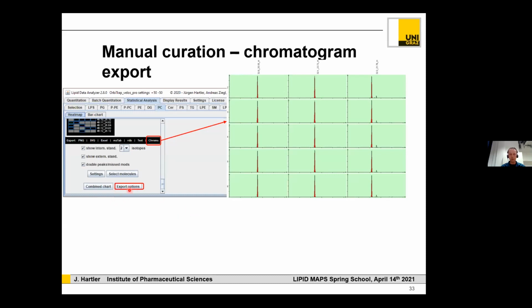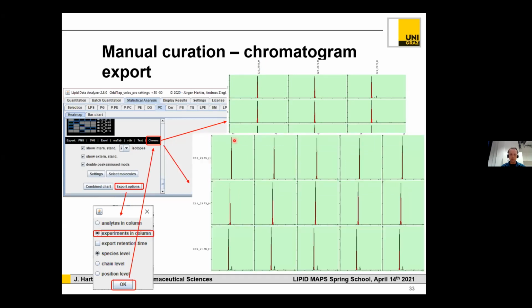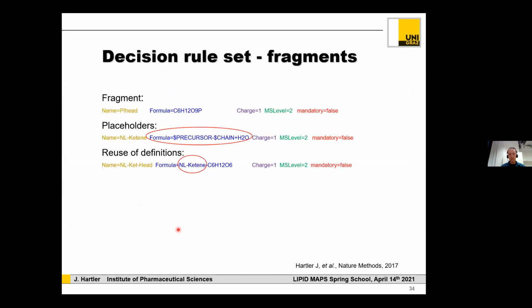And if you click then here on the export options, you can change the columns and the rows. And for example, you can check here the elution profile, if the 32:0 and then the 32:1 comes a little bit sooner, and the 32:2 comes a little bit sooner as well. So then a very important thing are the decision rule sets.